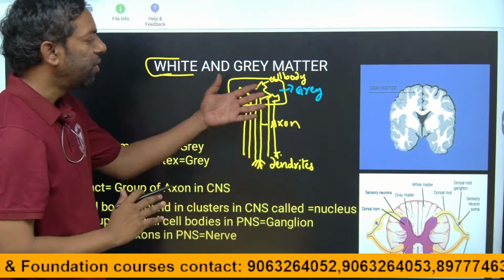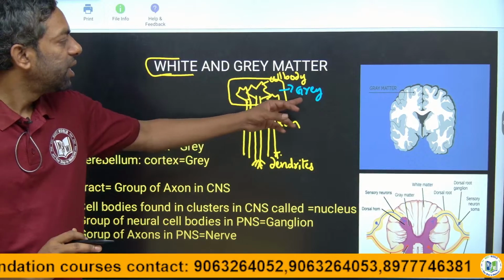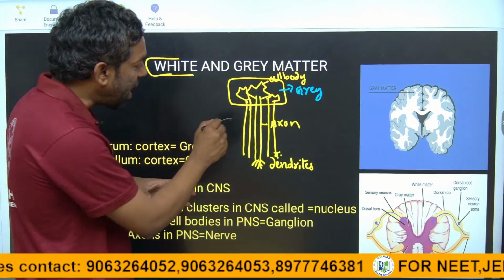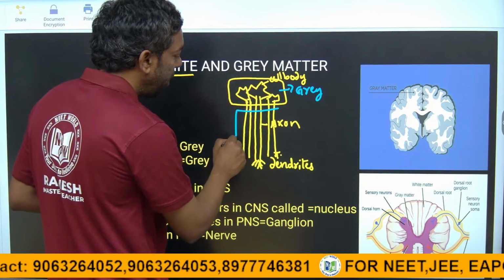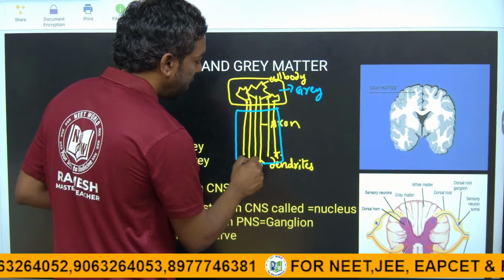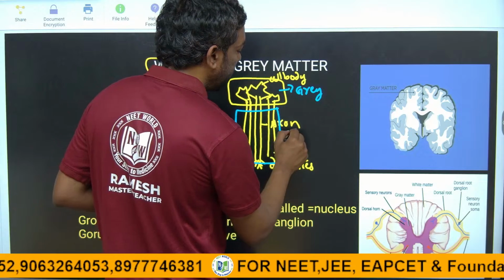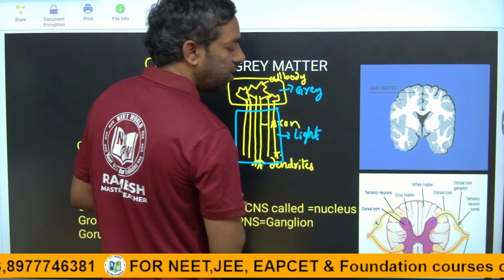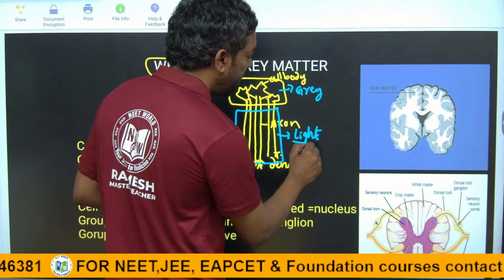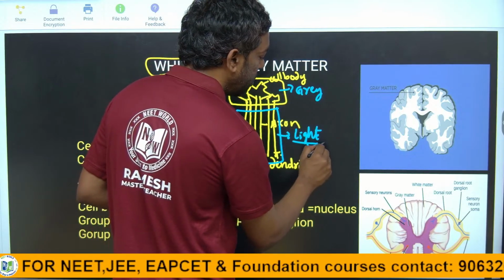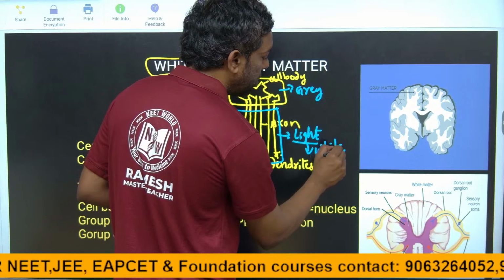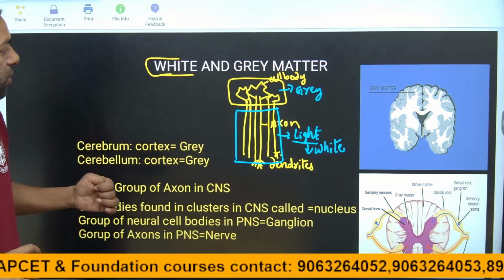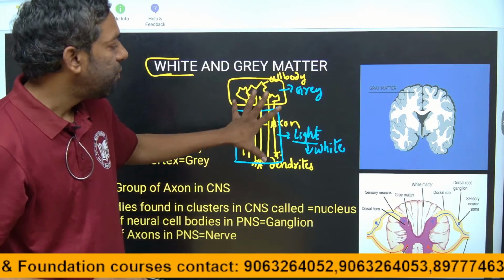Bundle of cell body parts, it is looking gray in color. Bundle of axon parts, it is light in color, that means it is white. So what is gray, what is white?